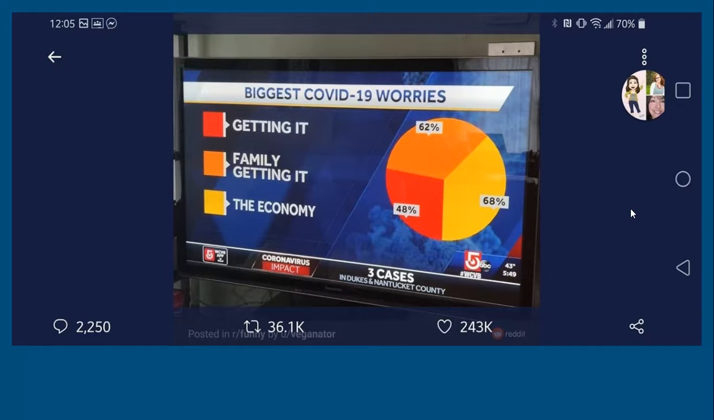Okay, here's one. And you can notice it's a picture that someone took on their TV. It's actually from a statistics teacher group that I follow. They took a picture and oh my goodness, ready? So again, notice it's biggest COVID-19 worries: family getting it 62%, getting it 48%, the economy 68%. We have more than 100%. We have almost 200%.